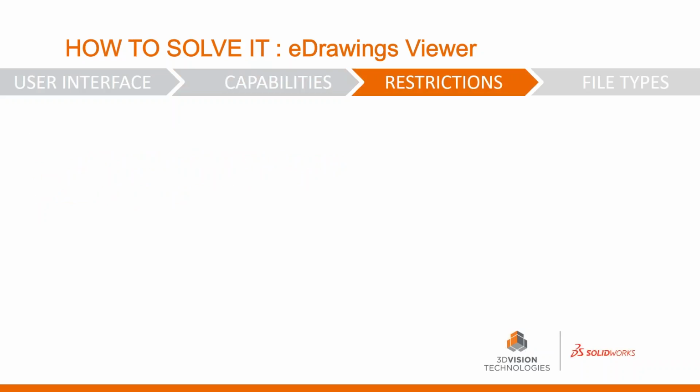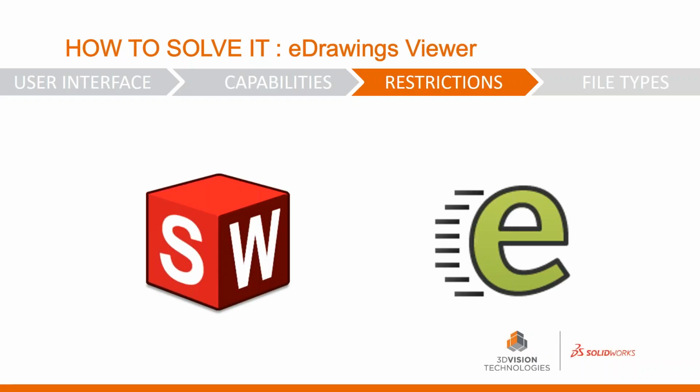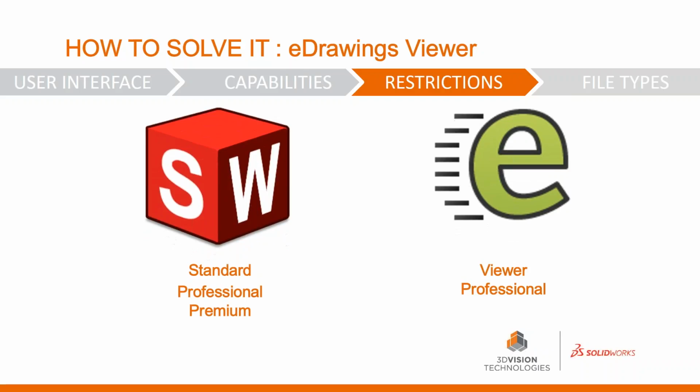So that was looking at overall capabilities within the eDrawings viewer. But let's look at where we may have some limitations there. The first thing I want to touch on is who has access to eViewer and eDrawings Professional. We should take a step back and look at SOLIDWORKS as well. As with SOLIDWORKS, there's a Standard, Professional, and Premium version. And with eDrawings, we have the free viewer and eDrawings Professional.